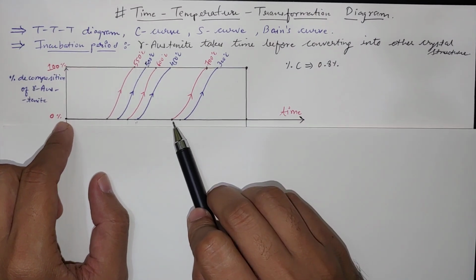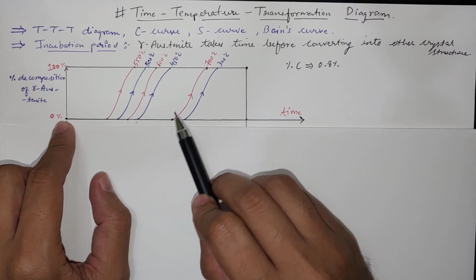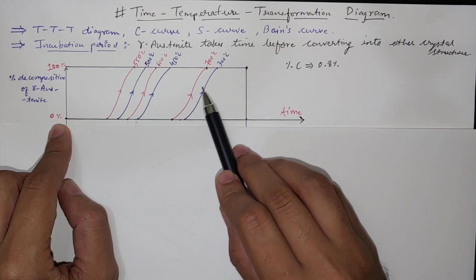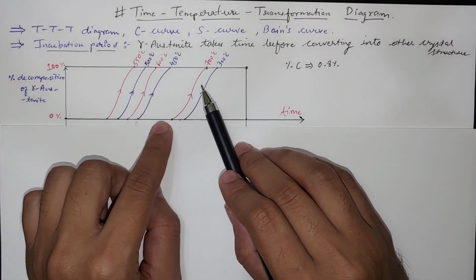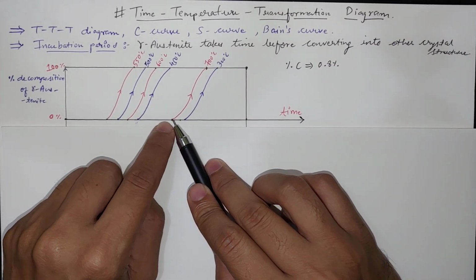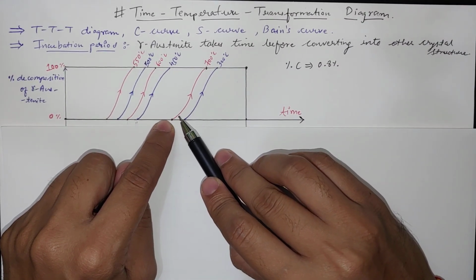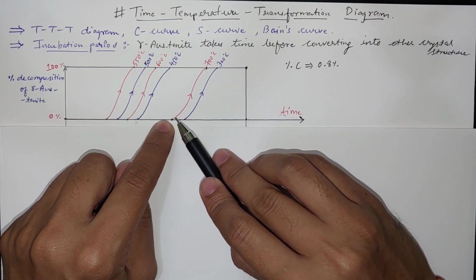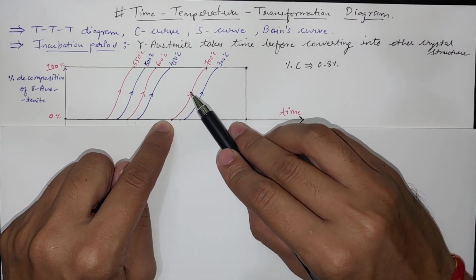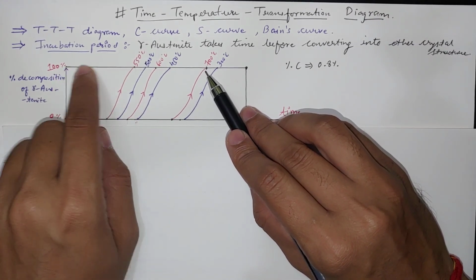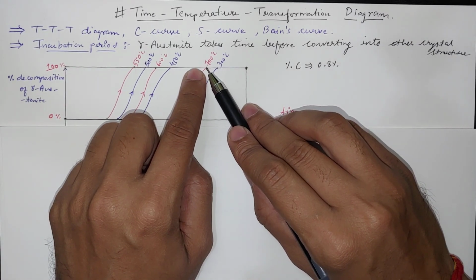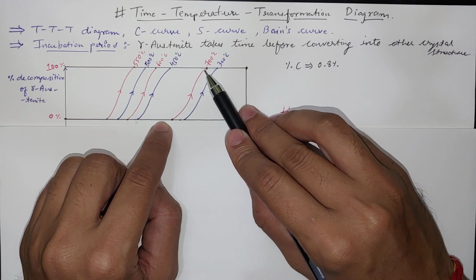So this is the incubation period when we cool it at 700 degrees Celsius. This much time it takes before it starts to decompose from gamma austenite into other crystal structure. At 0% decomposition, this much is the time of incubation, and then it starts to convert into other crystal structure, and this is the percentage. As we rise above, the percentage decomposition into other crystal structure increases, and at this point where 100% of the gamma austenite is converted to other crystal structure, it stops converting. So this is the curve for 700 degrees Celsius.